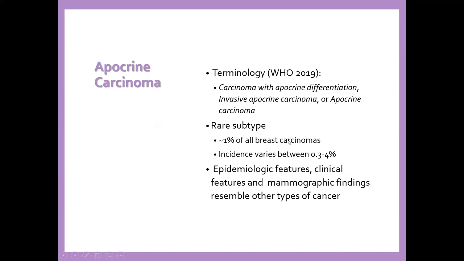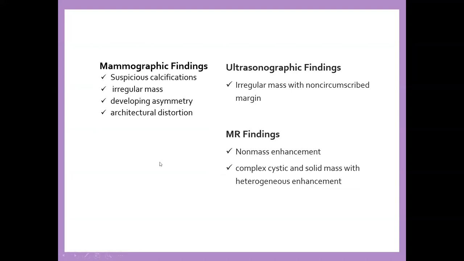It is a rare subtype of breast cancer, less than 1%, and incidence varies between 0.3 to 4%. In respect to epidemiological features, clinical features, and mammography findings, they resemble other types of cancer. Mammographically, as we have looked at it, there are suspicious calcification, irregular mass, developing asymmetry and architectural distortion. Ultrasound showed an irregular mass with non-circumscribed margin, as we looked at it. MRI finding is non-mass enhancement, complex cystic and solid mass with heterogeneous enhancement.